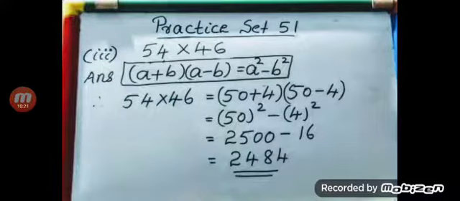In place of a it is 50 and in place of b it is 4. So a square minus b square, that is 50 square minus 4 square. 50 square is 2500 and 4 square is 16. 2500 minus 16 is equal to 2484.